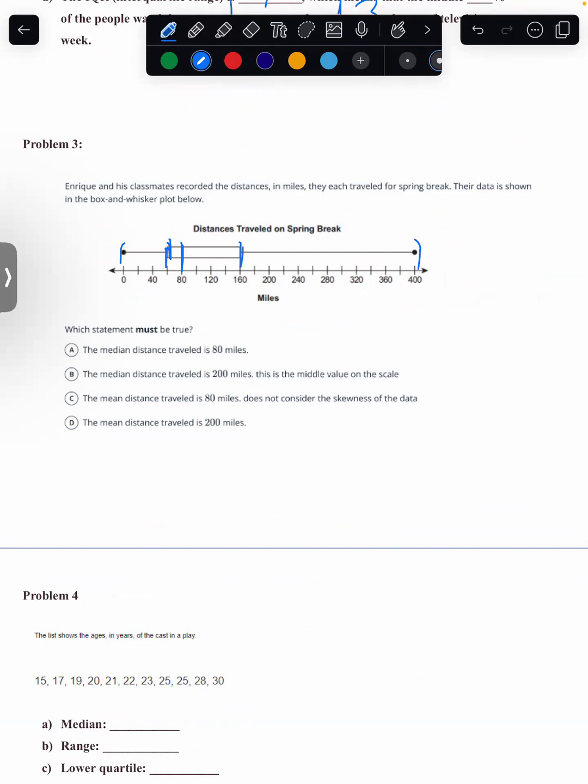Okay, the median distance traveled is 80 miles. That has to be true right there. The median distance traveled is 200 miles. Nope, not the middle value. The mean distance, we don't know if it's 80 or not. Doesn't look like it. And the mean is definitely not 200. So the answer is A.